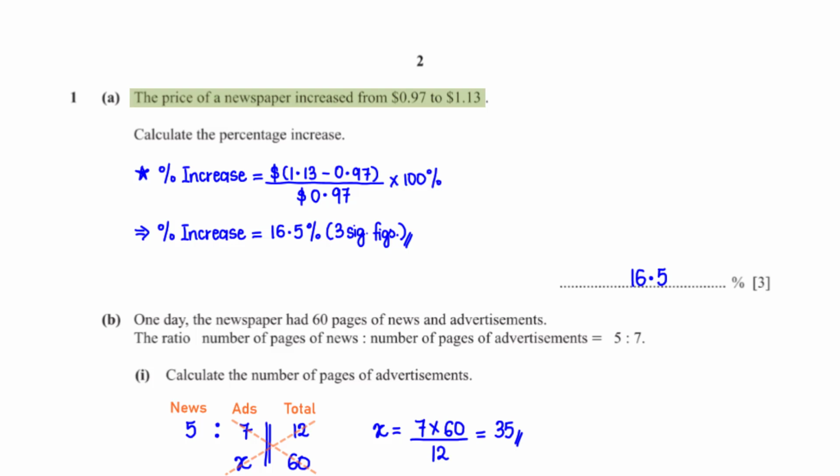The price of a newspaper increased from $0.97 to $1.13. Calculate the percentage increase. The percentage increase will be the increase, which is 1.13 minus $0.97, divided by the initial price, which is $0.97, times 100%. When we type this into the calculator, we get 16.5%.